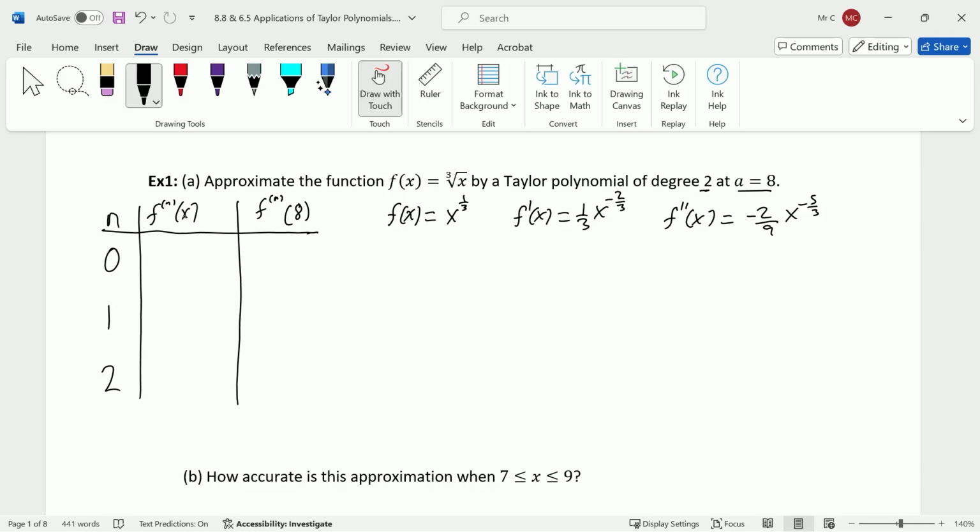And now I am going to rewrite those slightly as I put them in my chart. Instead of x to the negative 2/3, I'm going to write this as 1/3 times the cube root of x squared. And then for my second derivative, I'm going to write that as negative 2/9 times the cube root of x to the 5th power.